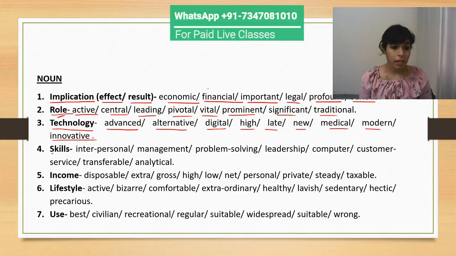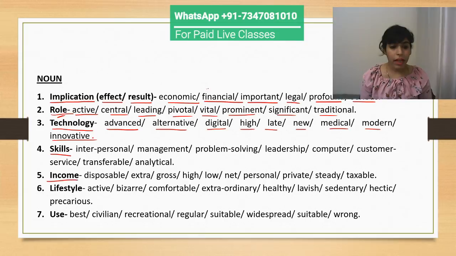Skills. We use this word often, but when it comes to skills, where do we use? We want to say communication skills. So instead of saying communication, we can say interpersonal skills. We can use the word management skills. Instead of writing she knows how to manage the work, she has management skills. Problem solving skills, leadership skills, customer service skills, transferable skills, analytical skills, one who can analyze, analytical skills.